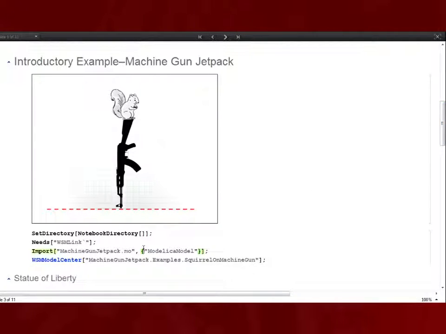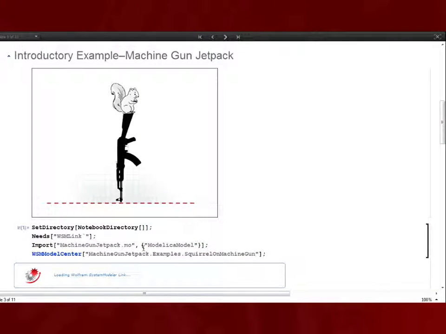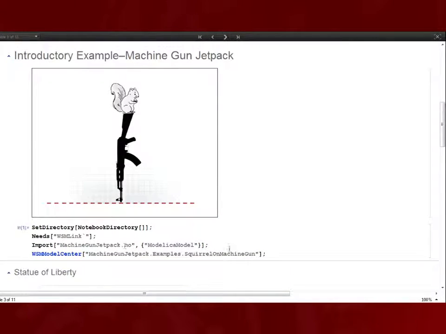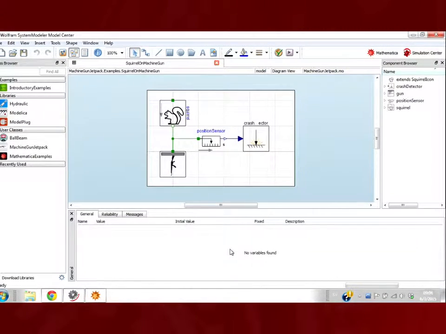So what I do from Mathematica here, SystemModeler runs standalone from Mathematica, but I can also run it from within Mathematica. So I will need to load SystemModeler into Mathematica, and then I will open this model in SystemModeler. Here we have it. So here you can see we don't see any equations. What do we have? We have a model for a squirrel, for the machine gun, some position sensor, and then a crash detector. And this is done with plug and play of mostly ready-made components from the library.